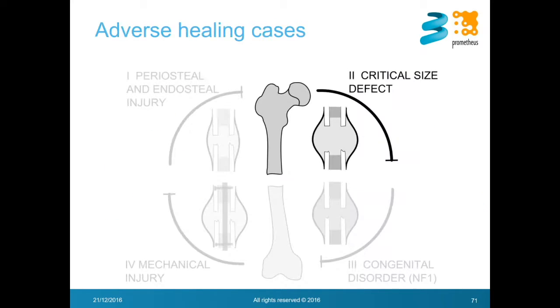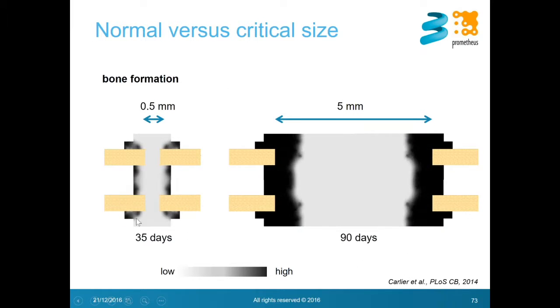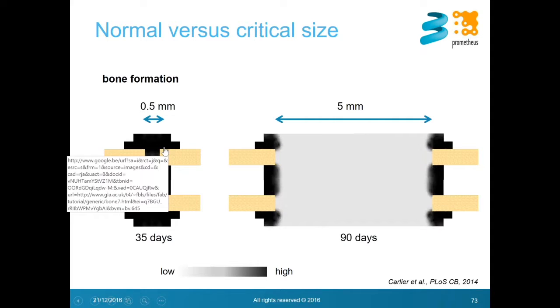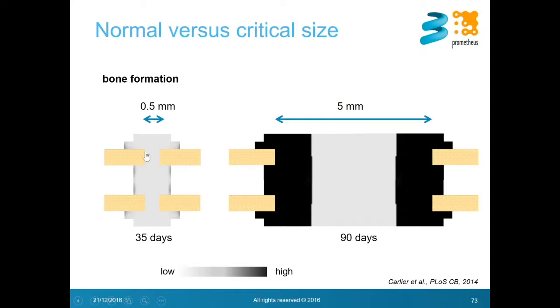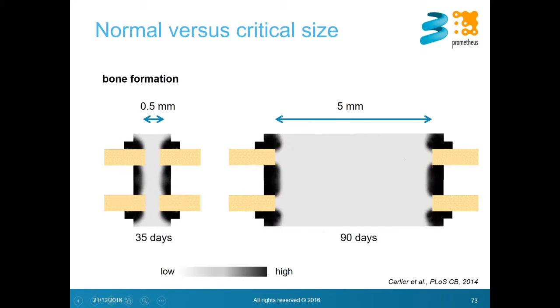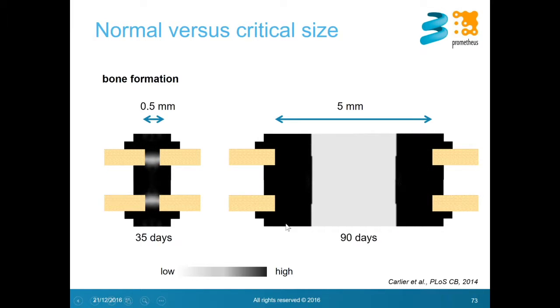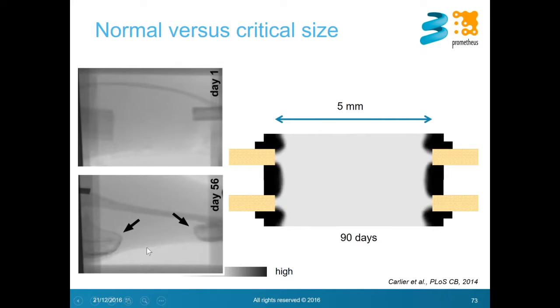A second case of adverse healing was for the critical size defect. So when you have a normal fracture healing in a rat, it will heal in a number of weeks. You get first the direct bone formation, and then in the center you get first cartilage formation, then followed by bone formation. But when you have a large defect, you see that bone formation advances a little bit in the beginning and then stops at a certain point. This actually corresponds to what we see in the experiments.